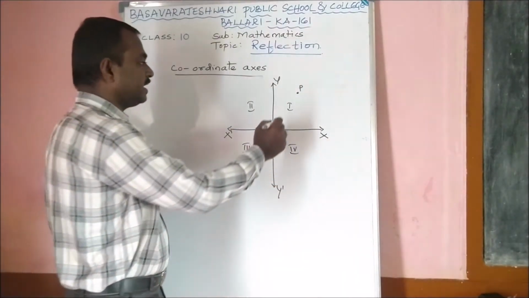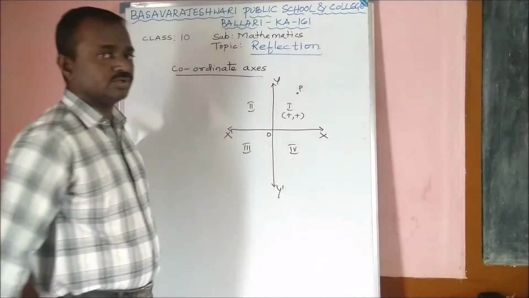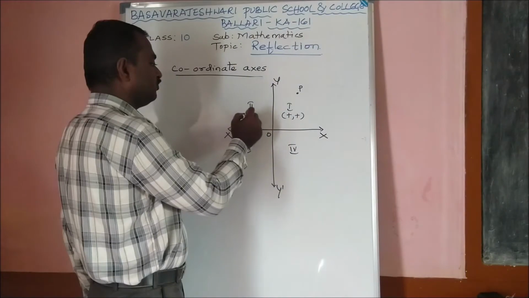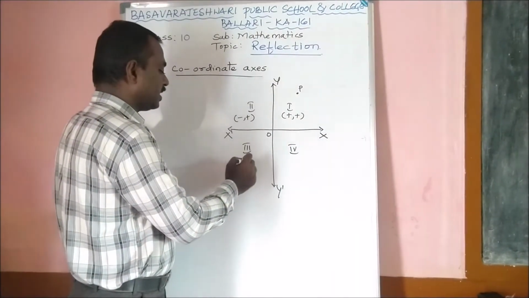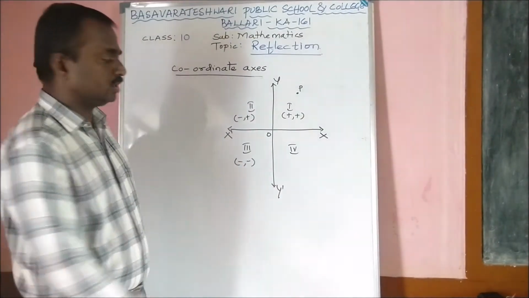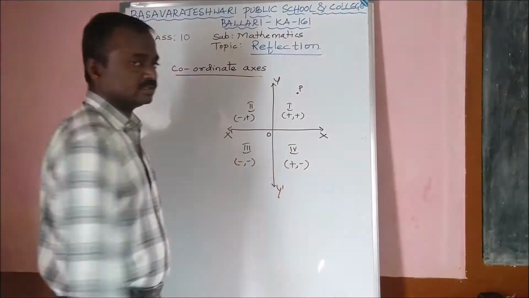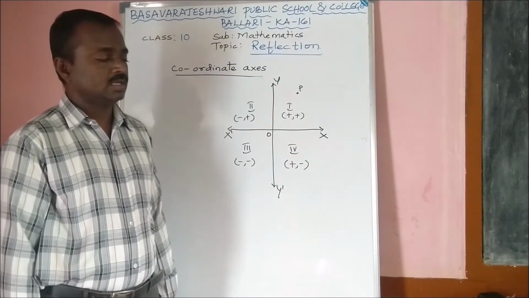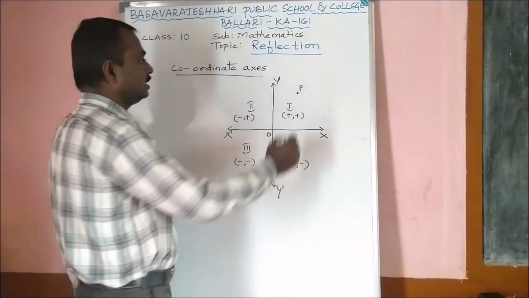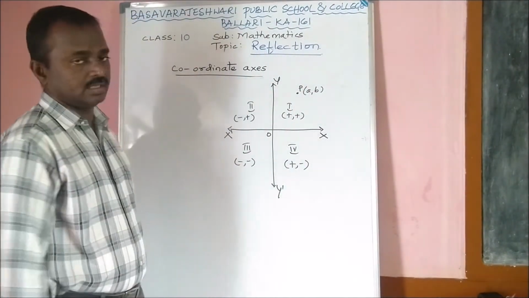In the first quadrant, both x value and y value are positive. In second quadrant, x value will be negative, y value will be positive. In third quadrant, both are negative. In fourth quadrant, x value is plus, y value is minus. So remember this one.